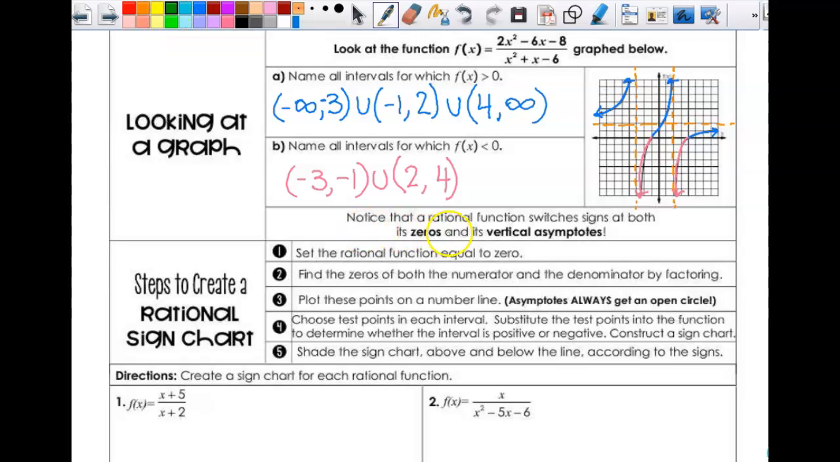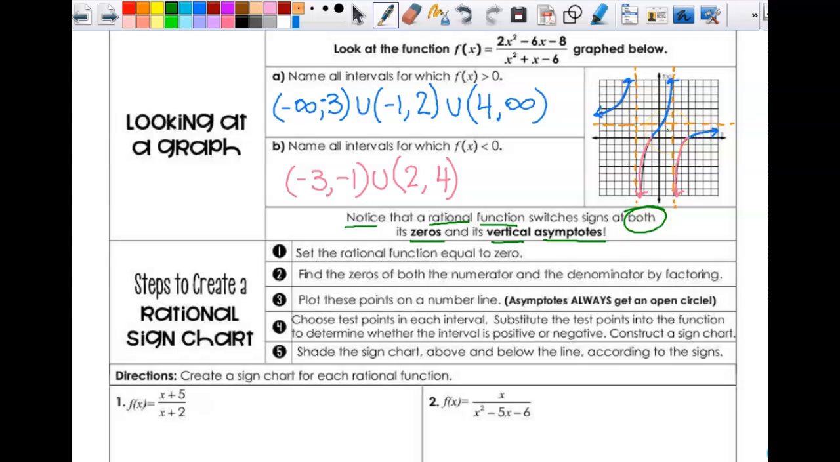It says notice that a rational function switches signs at both its zeros. Because remember when we were doing polynomials, we knew if it was going to go from negative to positive, it had to cross through the x-axis, and so it had to cross at a 0. But our signs change here at both the zeros and the vertical asymptotes. But we're going to rewrite one of these words here. You don't have to switch signs at an asymptote because let's say instead of going like this, one went this way, then it would be positive here and positive on the other side.